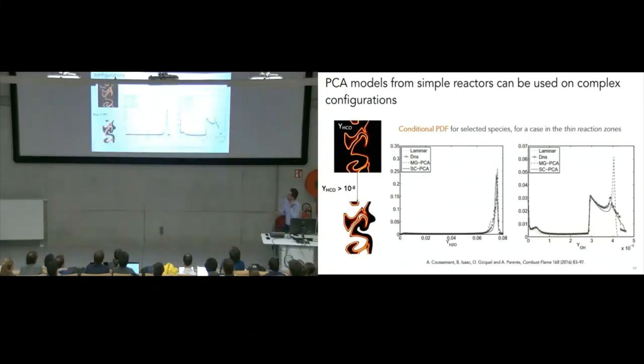What was interesting here was that to compare the results, we were looking at conditional PDFs of a scalar. In this case, we took one chemical species, which is representative of the reaction process. And you can see, in the results of the score PCA approach, that this conditional PDF was matching very, very well the DNS PDF. So we were able, with this reduced order modeling approach, to capture exactly the state space observed with the DNS.